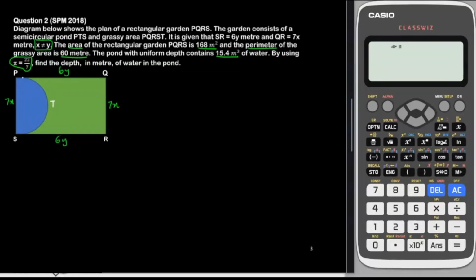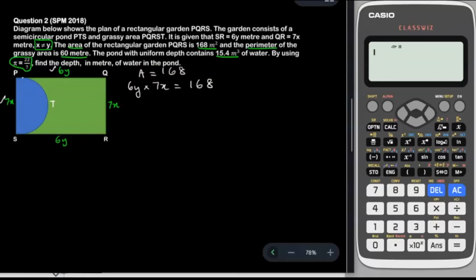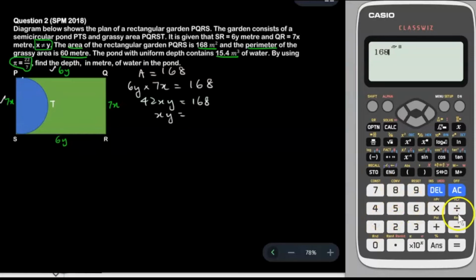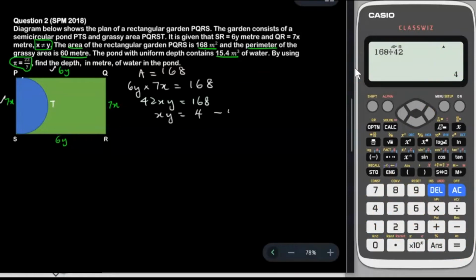Okay, given area is 168 meters squared, so I'm going to put here A equals 168. Area is length times breadth, so the length is 6y and the breadth is 7x. So it will be 6y times 7x equals 168. So here is 42xy equals 168. So xy equals 168 divided by 42. 168 divided by 42, we will get 4. Okay, 4, and this is equation number 1.